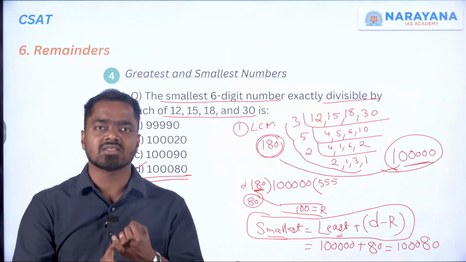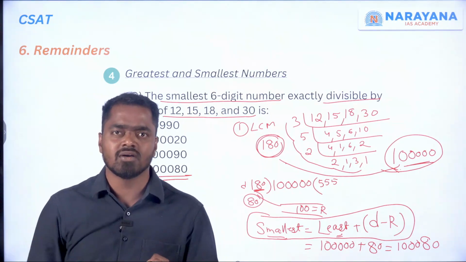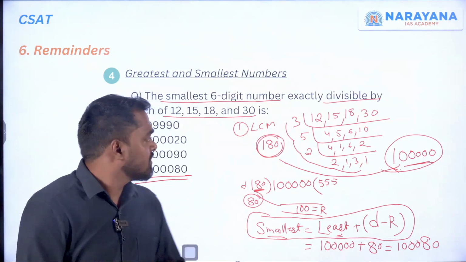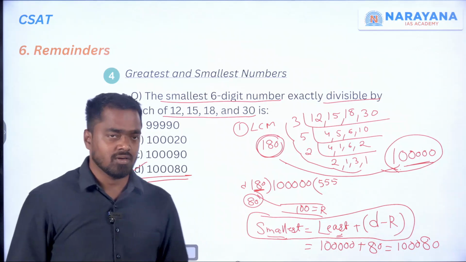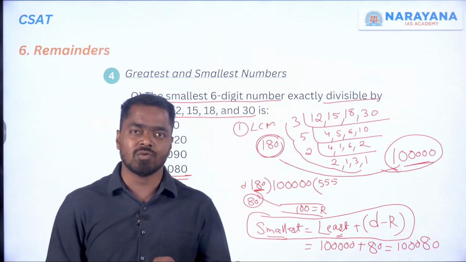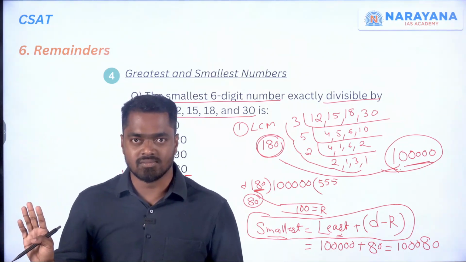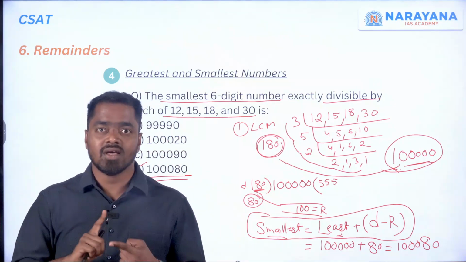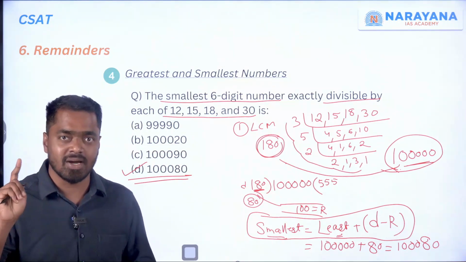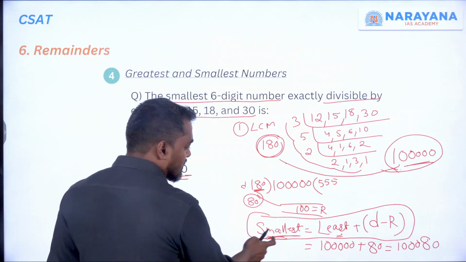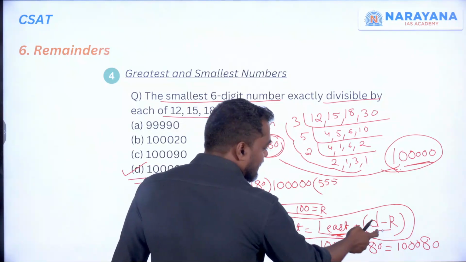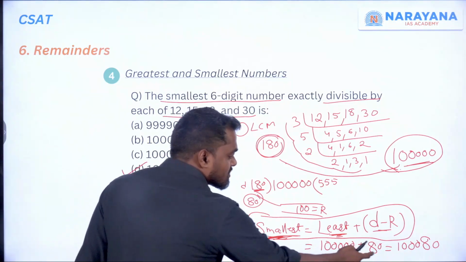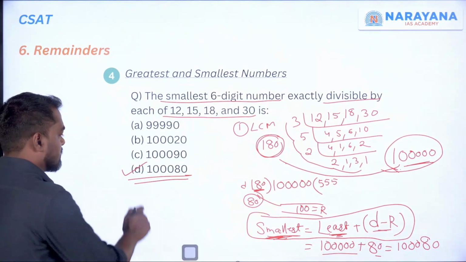They will either ask for the greatest n-digit number, which is divisible by all these while leaving some remainders, or the smallest n-digit number. For the greatest number, what do you have to do? Highest minus remainder. For the smallest, least plus d minus r, least plus divisor minus remainder. So smallest is equal to least plus d minus r, so 100080 is the answer. Option D.